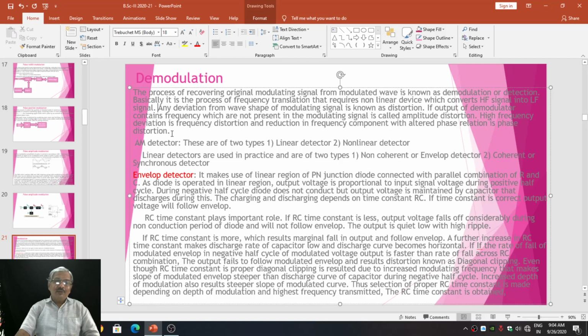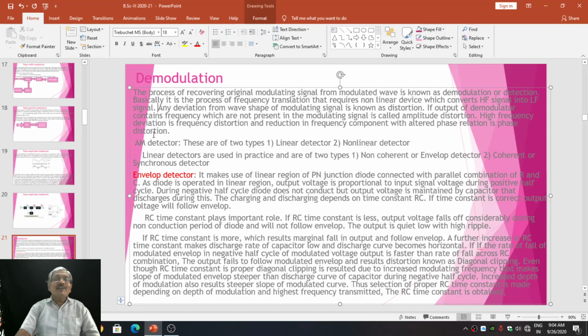But please do remember that recovering the original information from the modulated wave is known as demodulation. There are two types of demodulators which are used. One is the frequency demodulator and the second one is the amplitude demodulator.